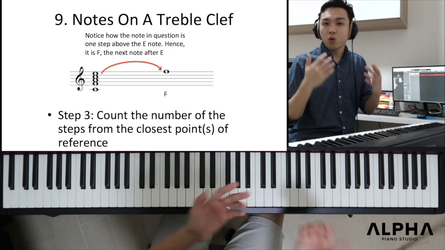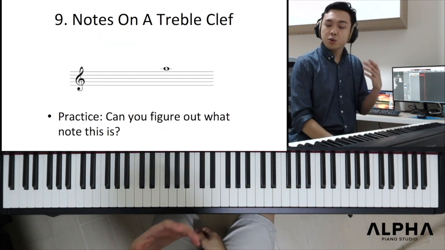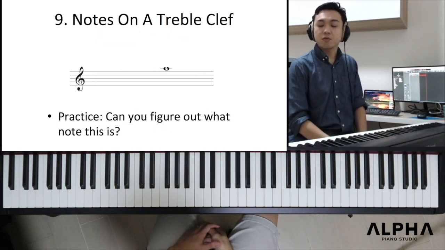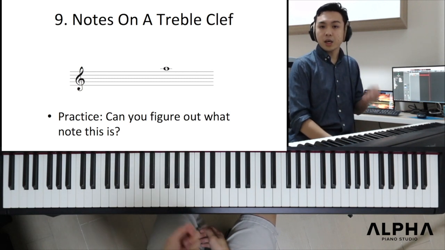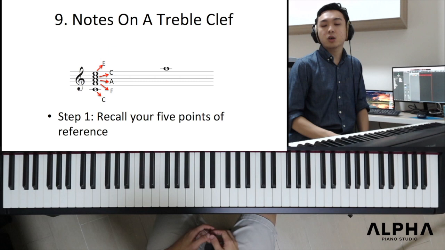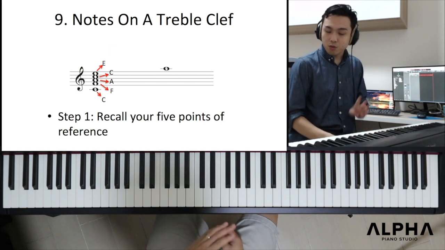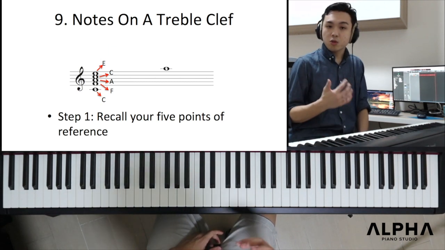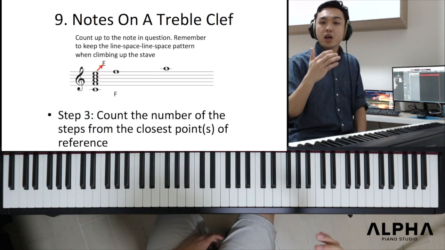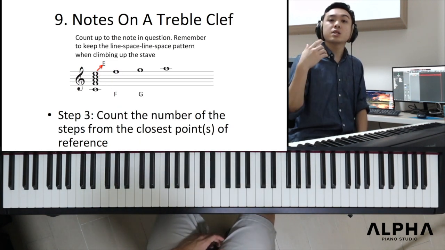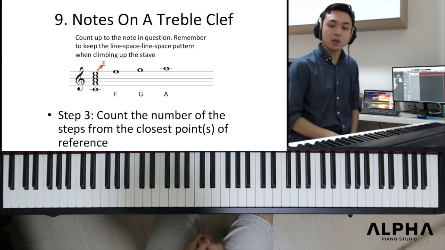So let's try one last one. See if you can figure out this. Pause the video. So the answer is A. So once again, step 1, recall your 5 points of reference, and the closest point of reference is your E. So you will count up from E, F, G, and your answer is A. So I hope you got all that.